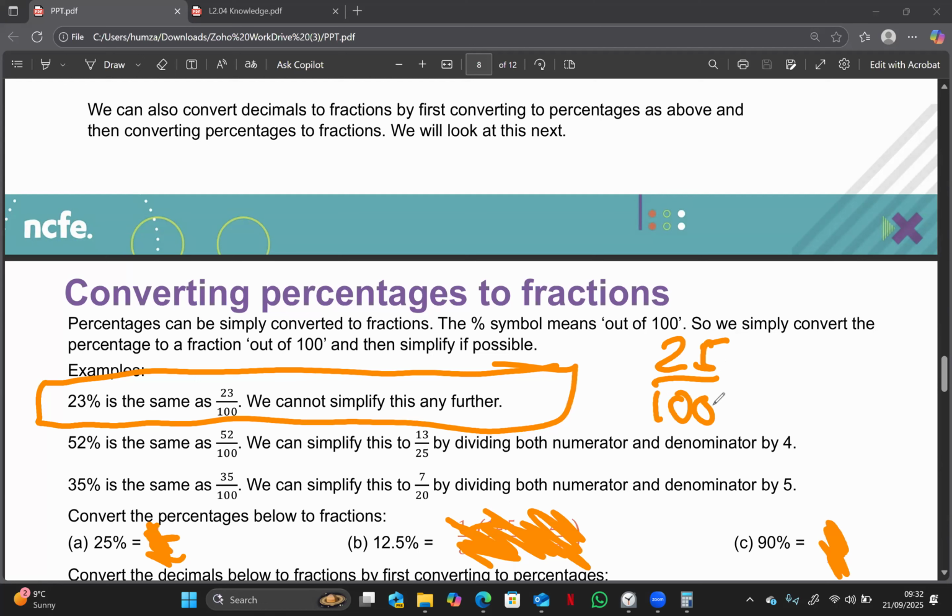But there's another thing. Can we divide these two numbers by the same number? By 25, not by 4. So what's 25 divided by 25? 25 divided by 25 is 1. And what's 100 divided by 25? 4. So 1 over 4. Yes, so the answer is 1 over 4. This is the simplified version, okay? So 1 over 4.